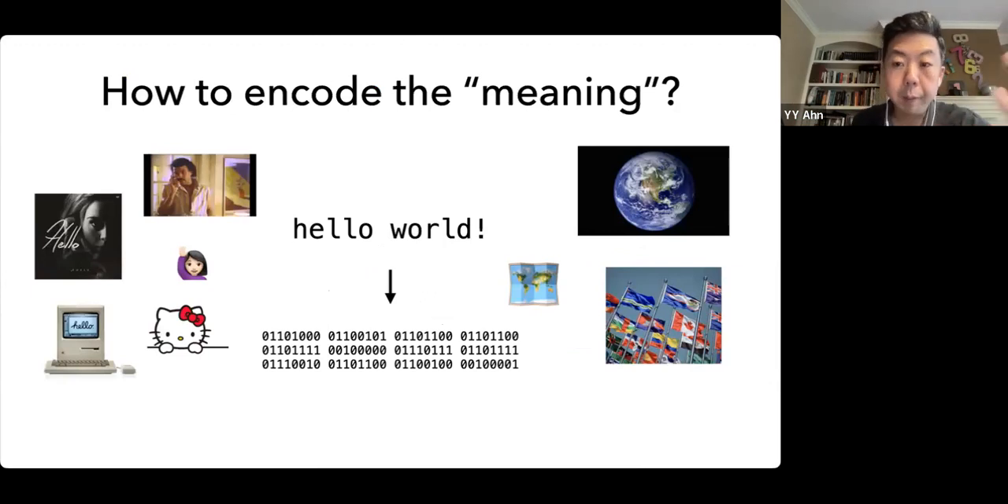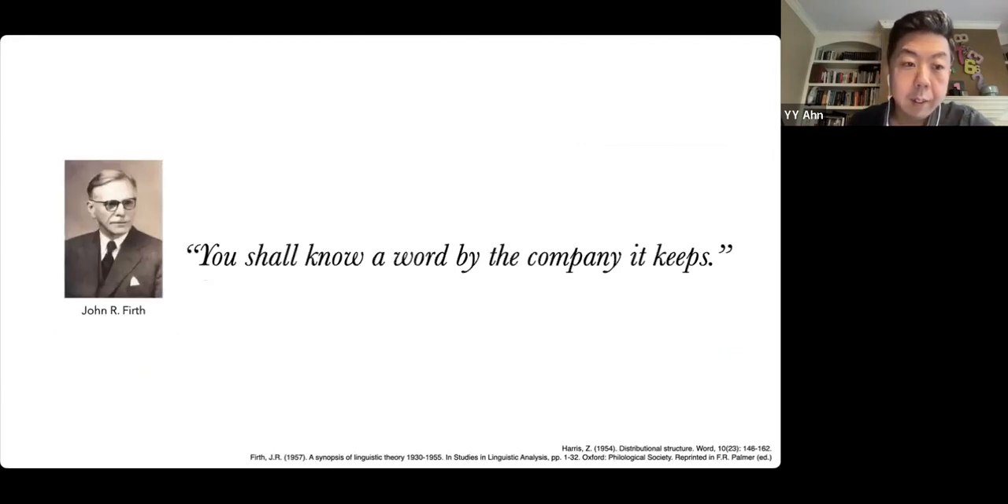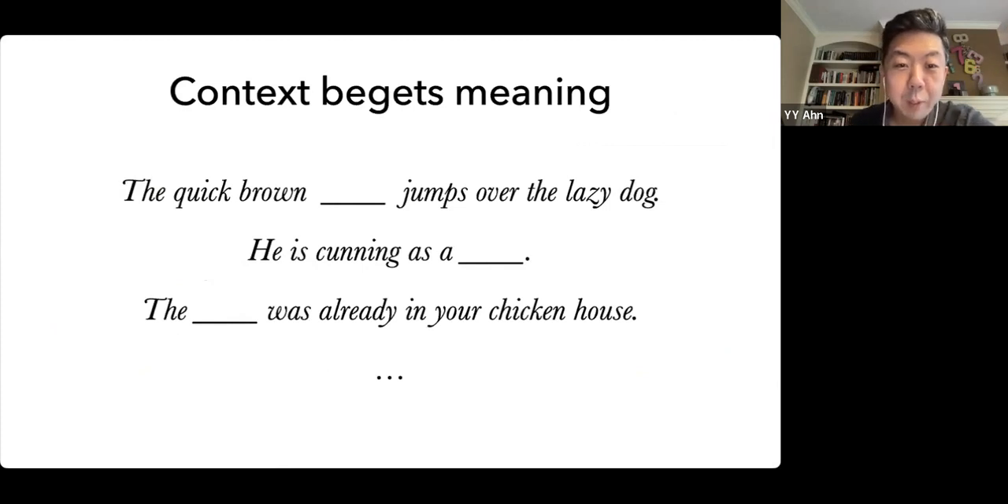I'll just briefly talk about word2vec and how it works. So the question here is how to encode the meaning of a word, right? If you represent hello or world in the computer, it doesn't contain any of these nuances, right? And the question is how to do that. It boils down to this saying by Firth: you shall know a word by the company it keeps. So can you guess what word should be inside this blank?